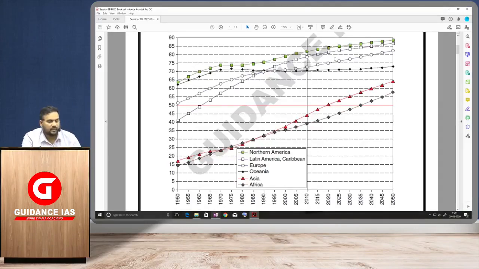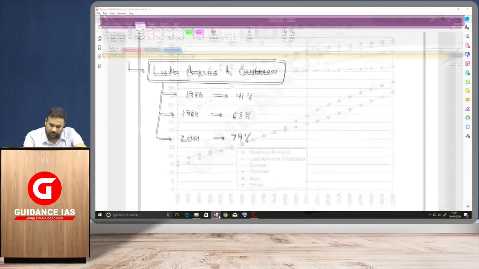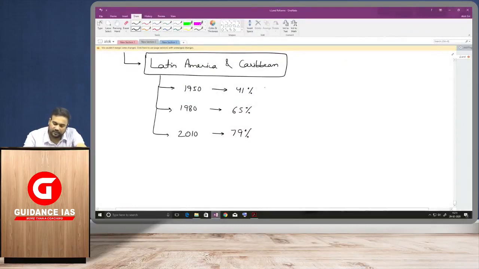That means Latin America and Caribbean is the second most urbanized region of the world. Almost 80% of their population resides in urban areas. So you can very clearly see that there are a number of factors responsible for this type of growth.